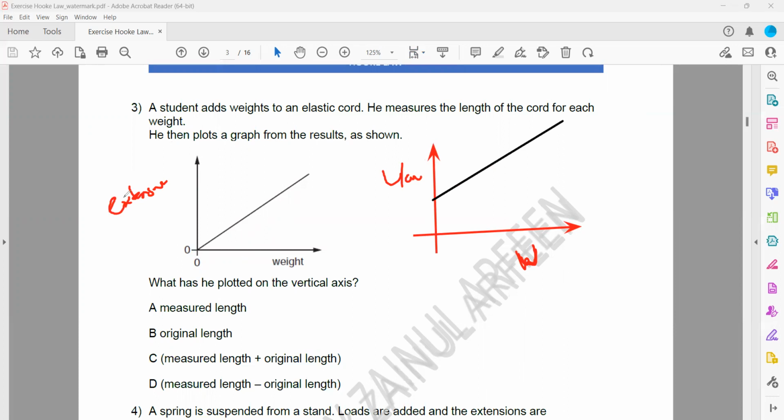And how is extension calculated? Extension is calculated from the measured length. What is the meaning of measured length? Measured length means the length of a spring with load, and the original length means the length of a spring without any load.